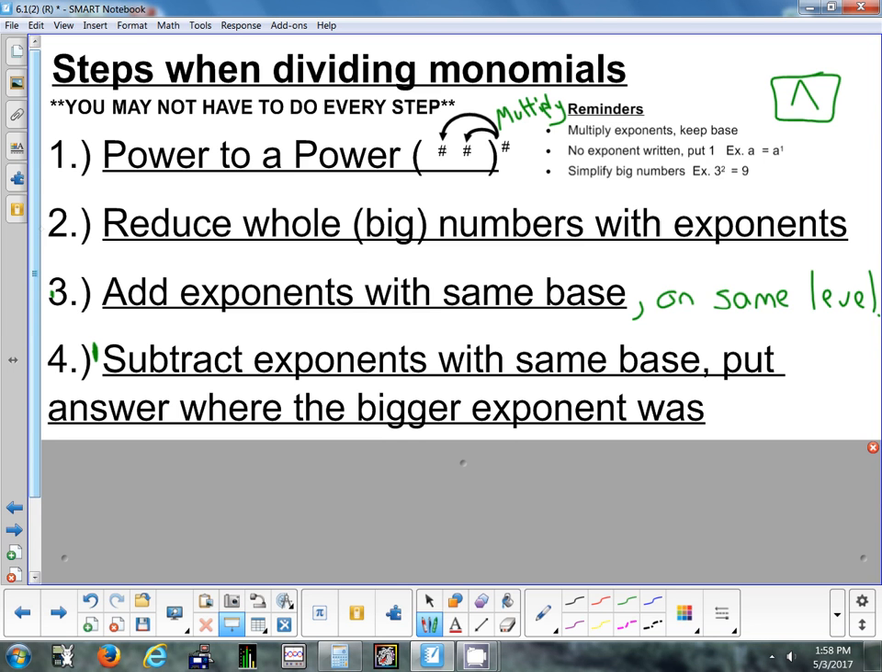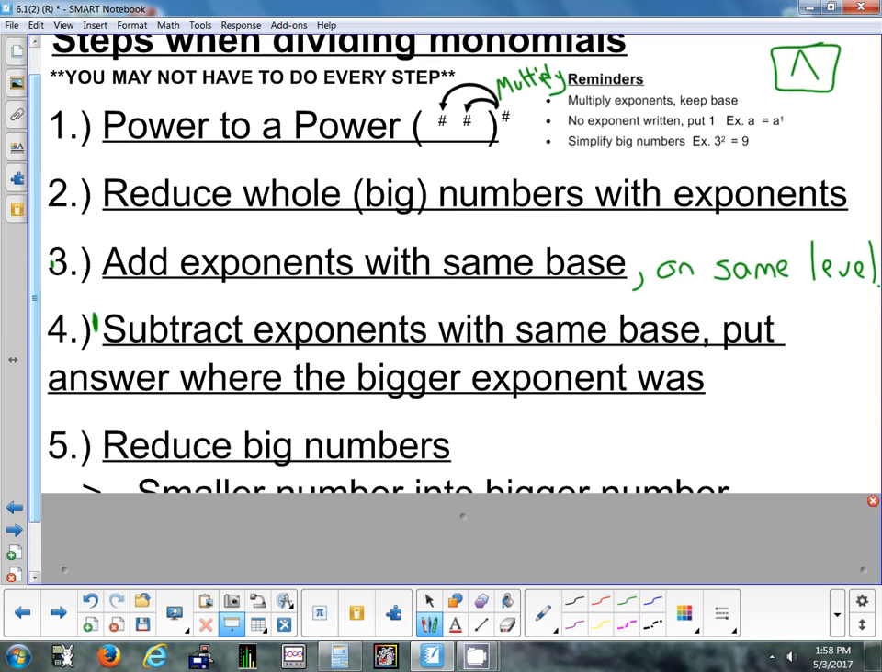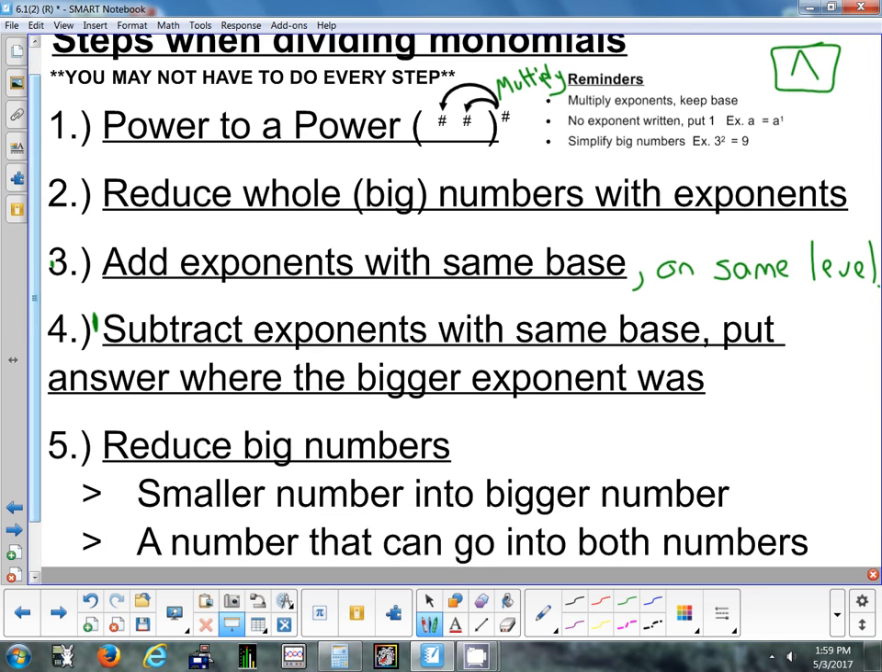And then last thing, reduce the big numbers. I'll explain it first. Check and see the big numbers that you have left, the whole numbers. It may not happen, you may not have any big numbers at all. You might just have variables. See if the smaller number can go into the bigger number.